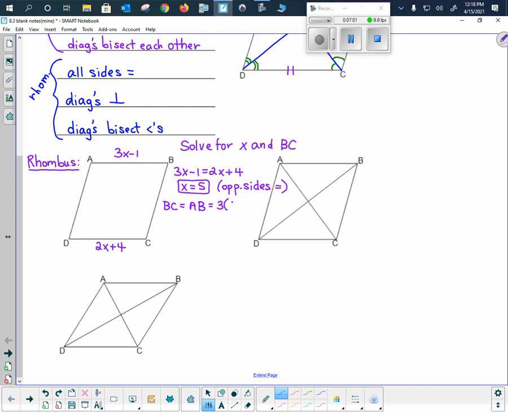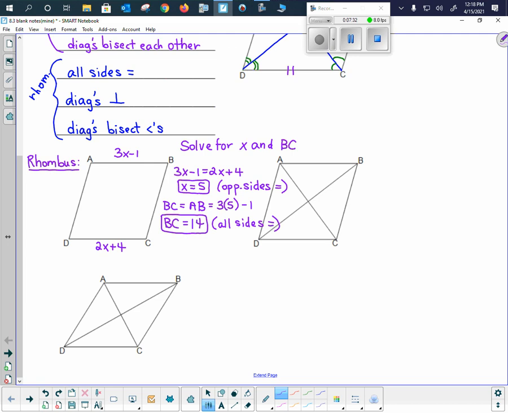I'm going to say 3 times 5. Remember, we put that in with parentheses, minus 1. And therefore, BC equals 15 minus 1, so what? 14. And what was the reason that I can say BC equals AB? Well, that's because in a rhombus, all sides are equal. That's the property that I am utilizing for that. Okay.